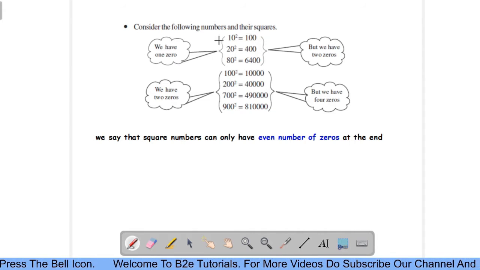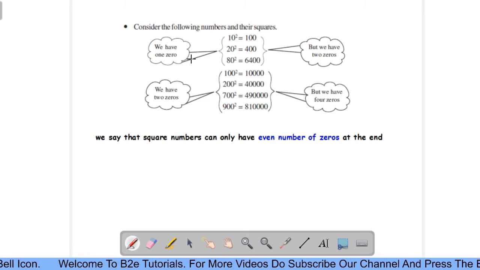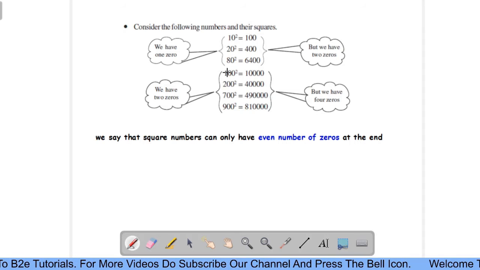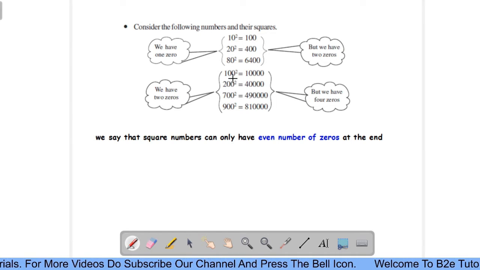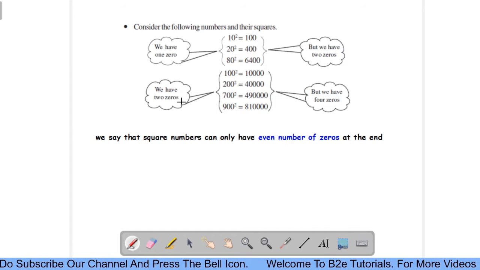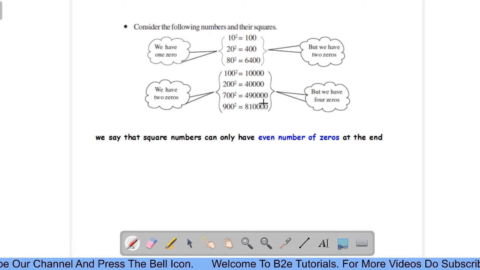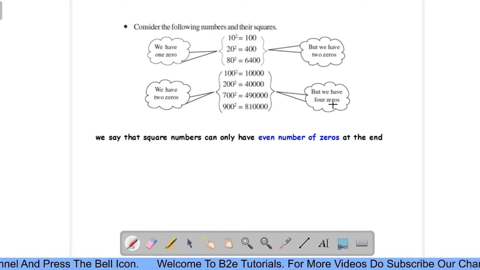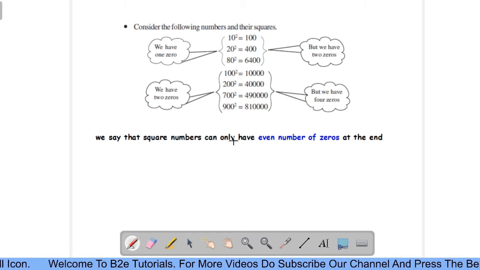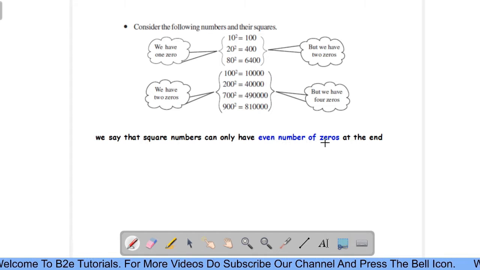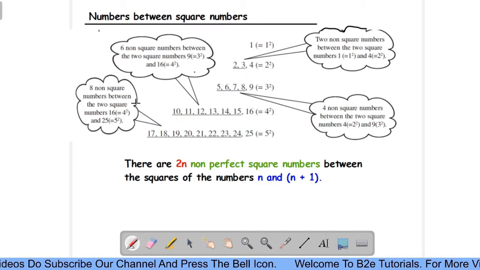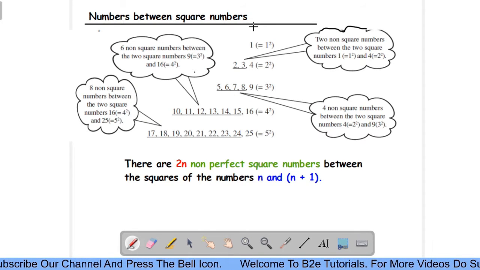in these two numbers we have 1 zero, and here we have 2 zeros in the square. See here, 100 square: 2 zeros in the number. We have 2 zeros, and in the square of these numbers we have 4 zeros. It means we can say that square numbers can only have an even number of zeros at the end. Now come to the next topic, numbers between square numbers.